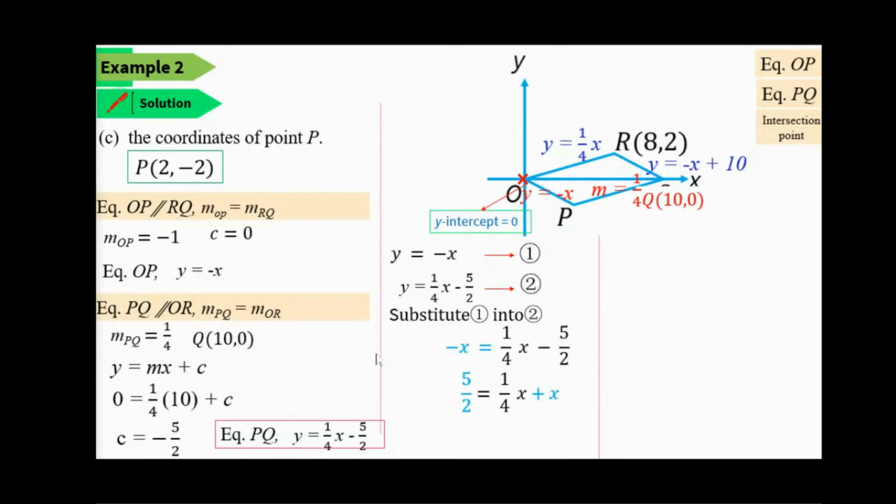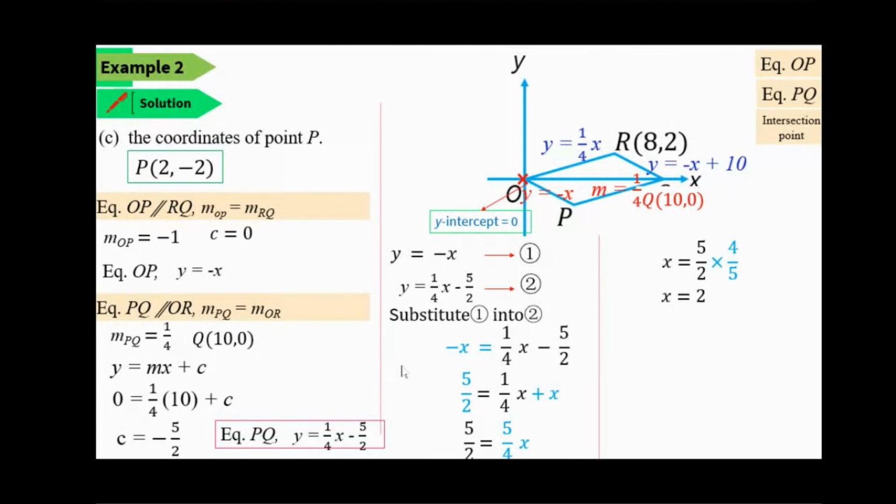And move the negative x to the right. Its inverse is adding x. Adding the like terms, 1 plus 1 over 4 x, we can get 5 over 4 x. To get the positive 1 as the coefficient of x, we move 5 over 4 to the other side by turning the value upside down, which becomes 4 over 5. Then 5 over 2 times 4 over 5 equal to 2.